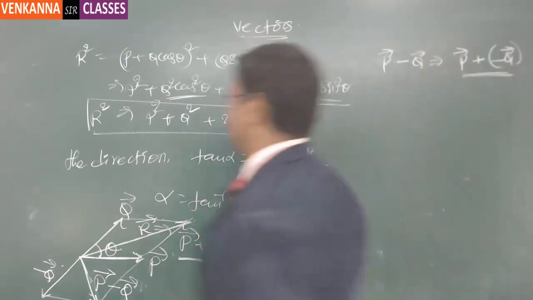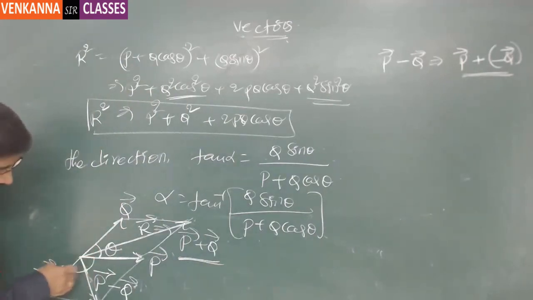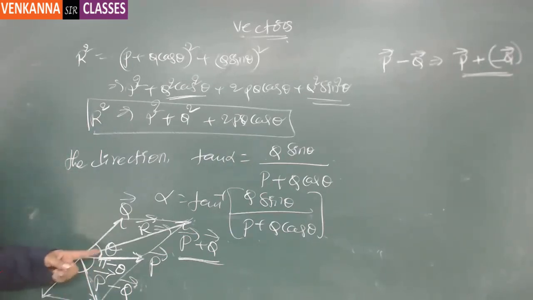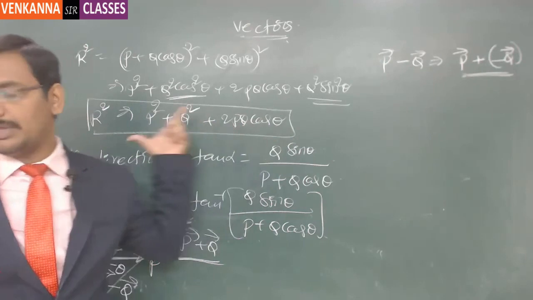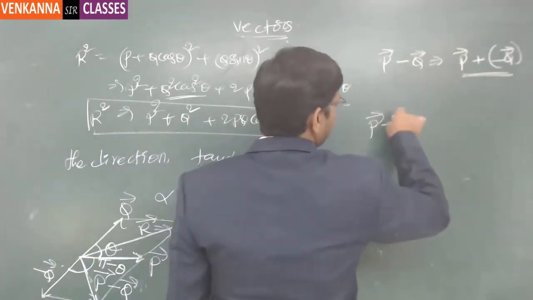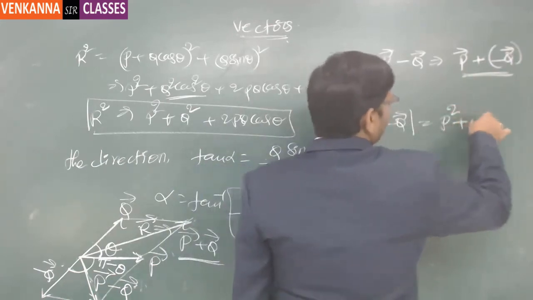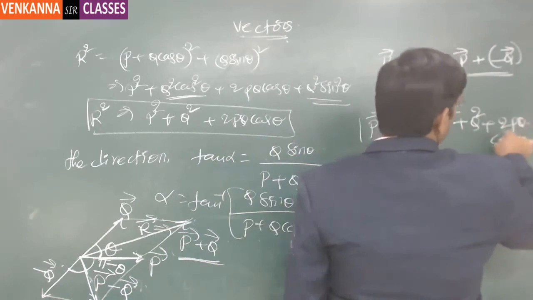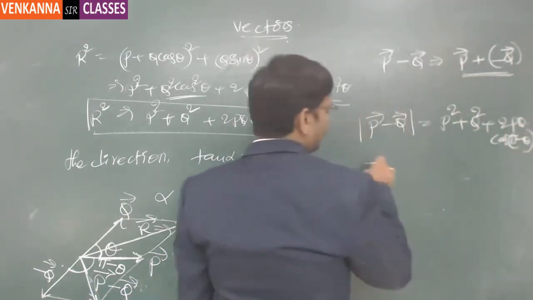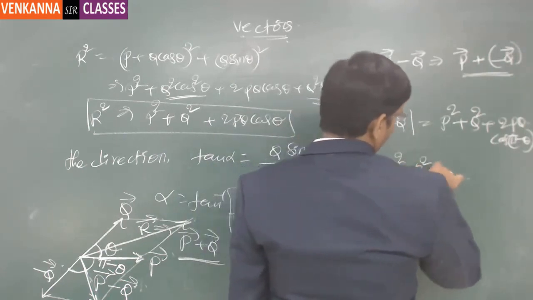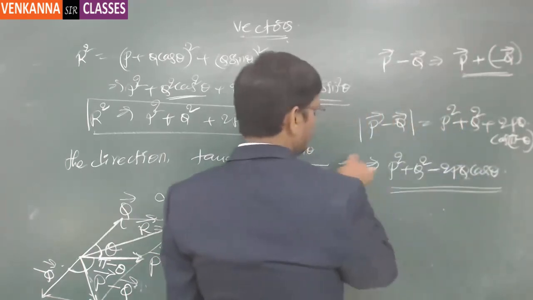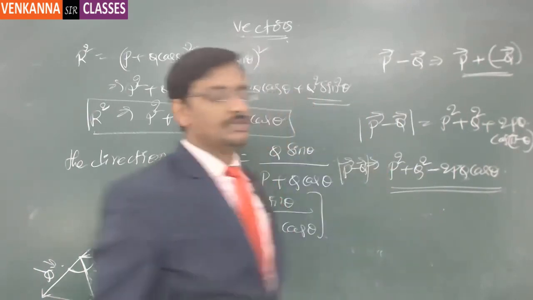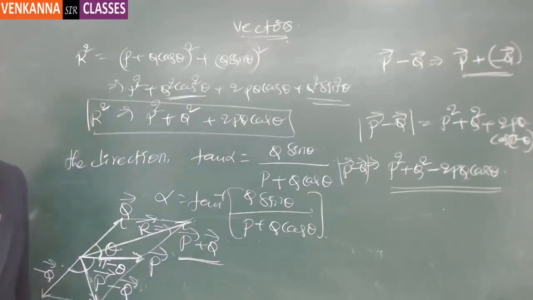Now if you substitute here, this angle theta, if you notice, becomes pi minus theta, because if this angle is theta, a straight line makes 180 degrees, so 180 minus theta will be this angle. Now in this equation the magnitudes are the same, only theta is becoming pi minus theta. Hence, in P minus Q, the mod will be P square plus Q square plus 2PQ times cos of pi minus theta. Cos of pi minus theta is minus cos theta. So P square plus Q square minus 2PQ cos theta. So this is P minus Q mod, right? This is how you will be calculating addition and subtraction of vectors. You note down this.